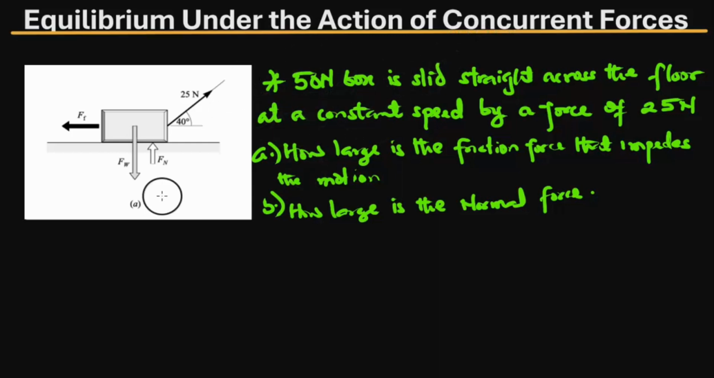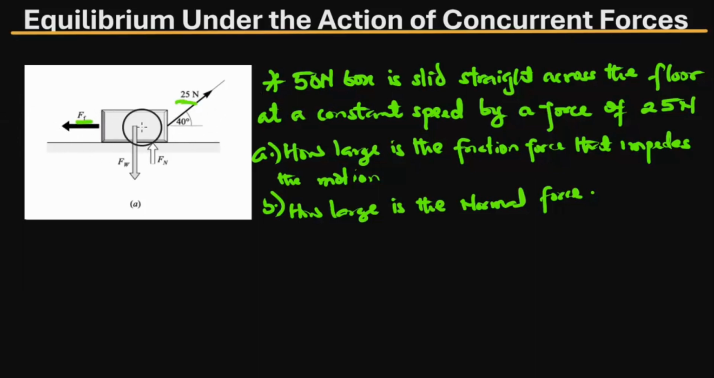In this video, we're going to solve this problem right here. The question says a 50 Newton box, this box right here, is slid straight across the floor at a constant speed by a force of 25 Newton, this force right here. Now the question says how large is the friction force that impedes the motion. So this is the friction force right here, impeding the motion.